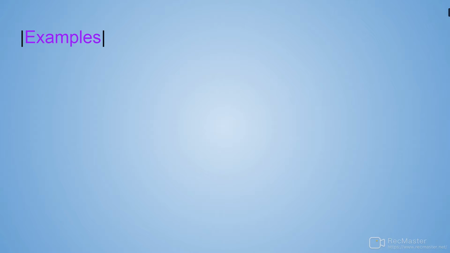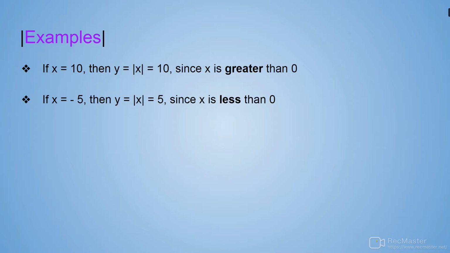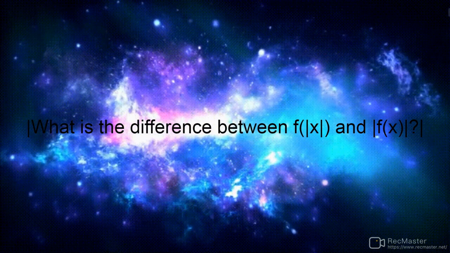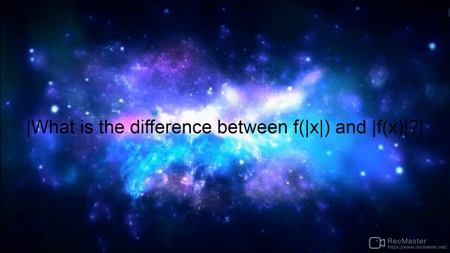Here are some examples to clarify. If x equals 10, then modulus x remains as 10. However, if x equals negative 5, modulus x becomes the magnitude of negative 5, or simply put, 5. If x equals 0, modulus x will equal 0 too. We are definitely getting the hang of modulus functions. Let's move on to the next part.